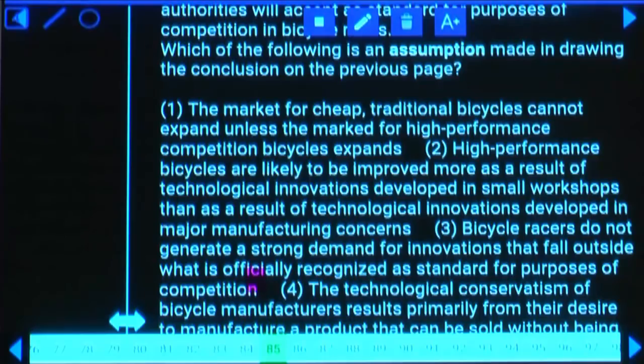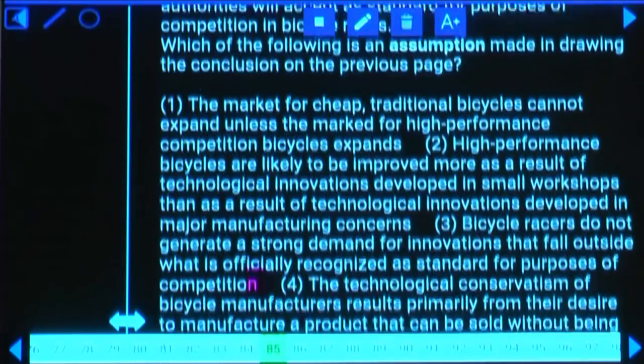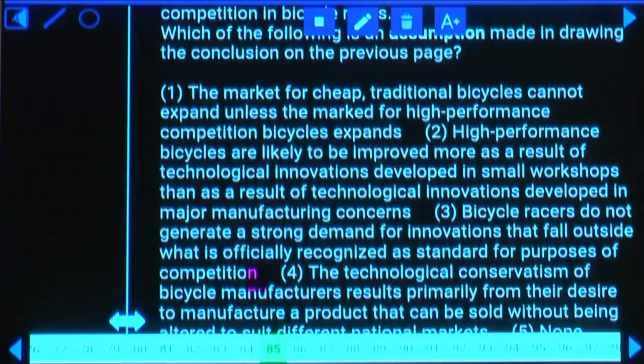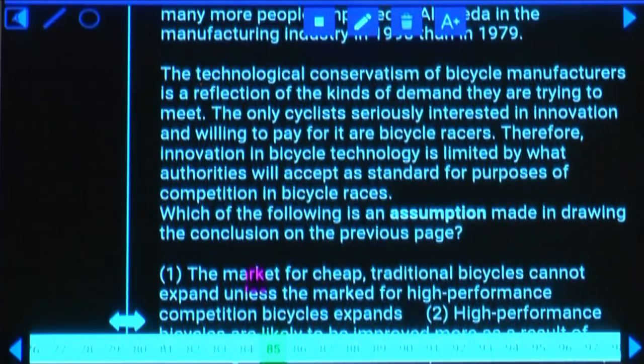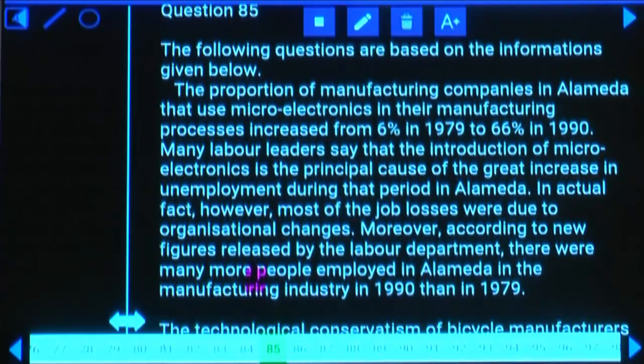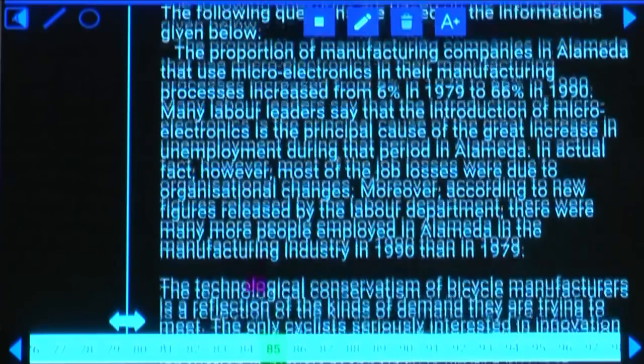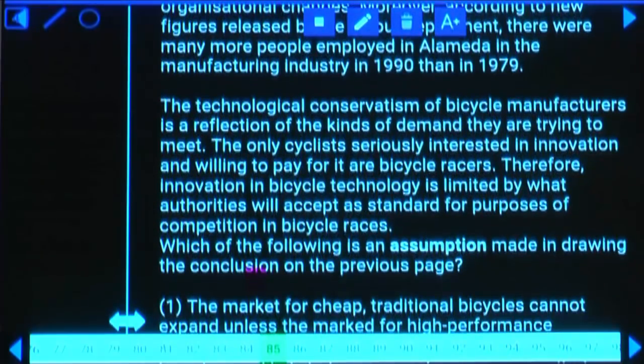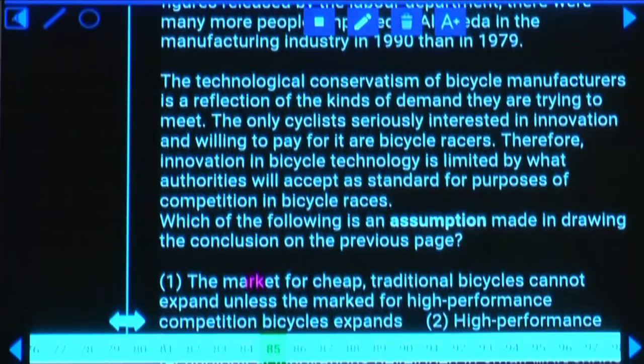Okay. Next one. Which of the following is an assumption made in drawing the conclusion of the previous passage? Yes, what is the conclusion here? The final conclusion, the question is different, right? Now, the proportion of manufacturing companies in Almada and the technological conservatism of bicycle manufacturers is a reflection of the kinds of demand they are trying to meet, isn't it?